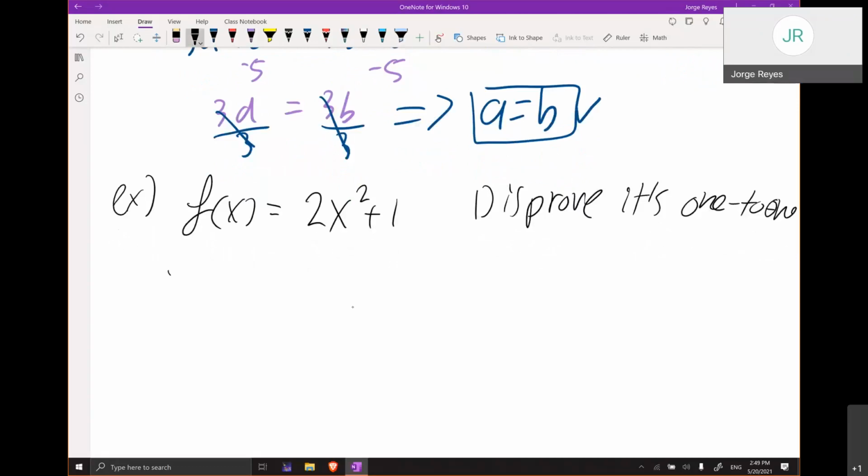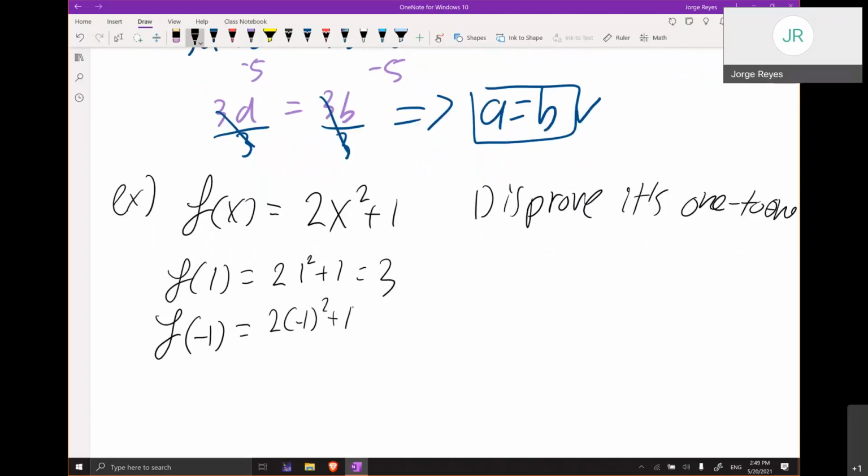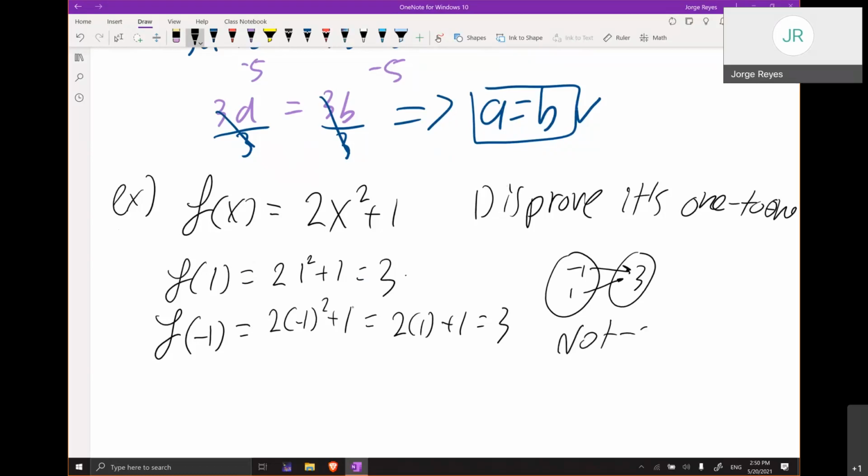So for example, I can plug in 1. That gets me 3, right? Then I can plug in -1, which is a different point. But then if I do the work, you see that it's also 3. So that means, if I drew the little picture over here, that means -1 and 1 both get sent to 3, which is bad, right? That means it's not one-to-one.